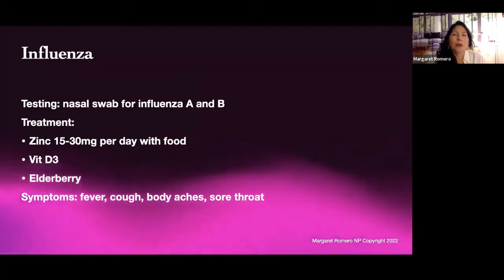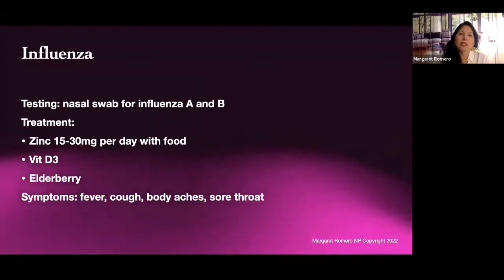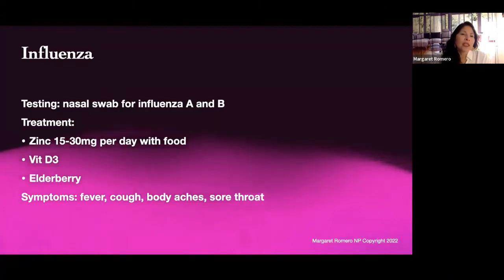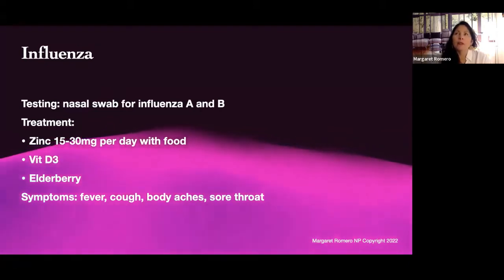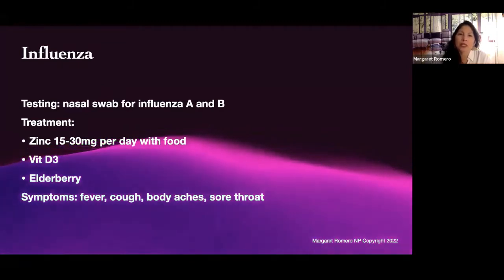Influenza. I mean, we all know about this, right? And the testing is pretty easy. They usually do a nasal swab for influenza A and B. Treatment, again, you've got the zinc, vitamin D3, elderberry, and the symptoms we all know: fever, cough, body aches, sore throat. This happens mostly in the winter, between October and February. So I would be mindful and keep these things on hand: vitamin C, zinc, and vitamin D.